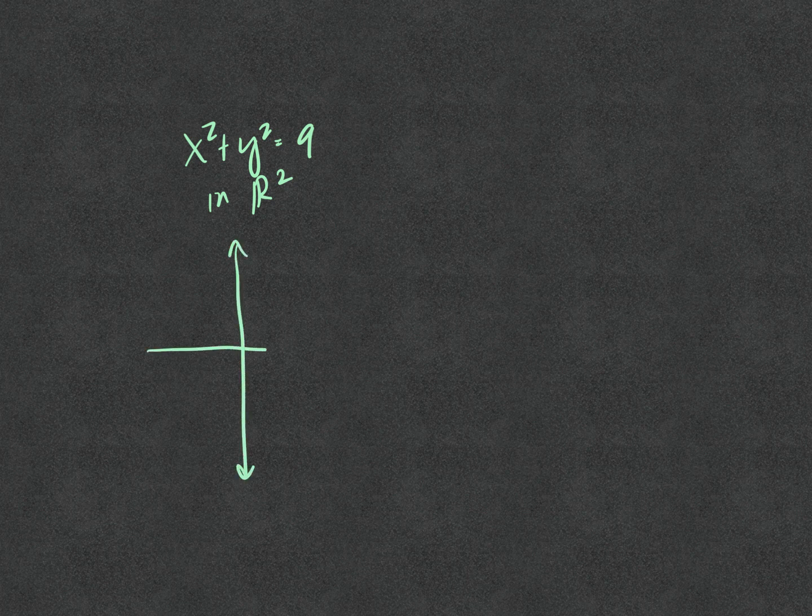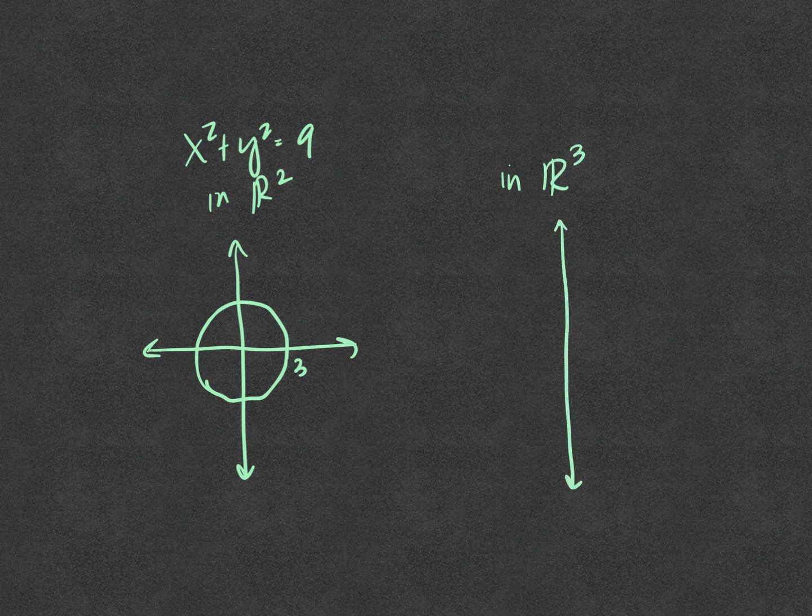Now let's think about x squared plus y squared equals 9. In R2, that's a circle with a radius of 3. Now in R3, this becomes a cylinder, a circle around the z-axis with a radius of 3, because z doesn't matter. Z could be anything.